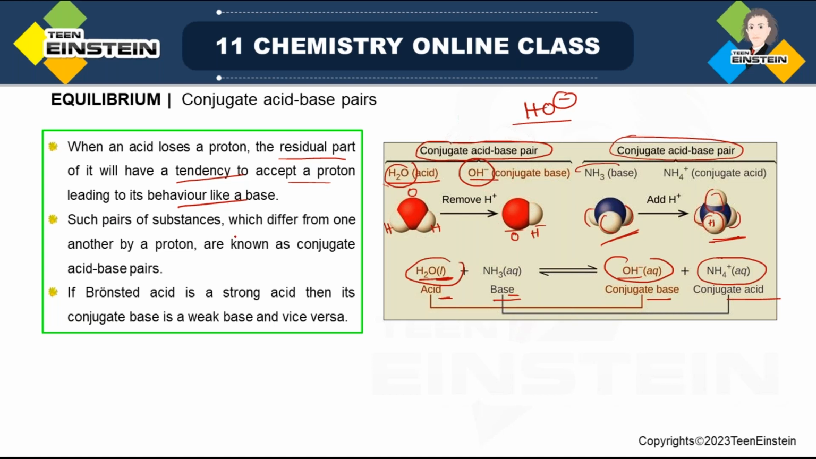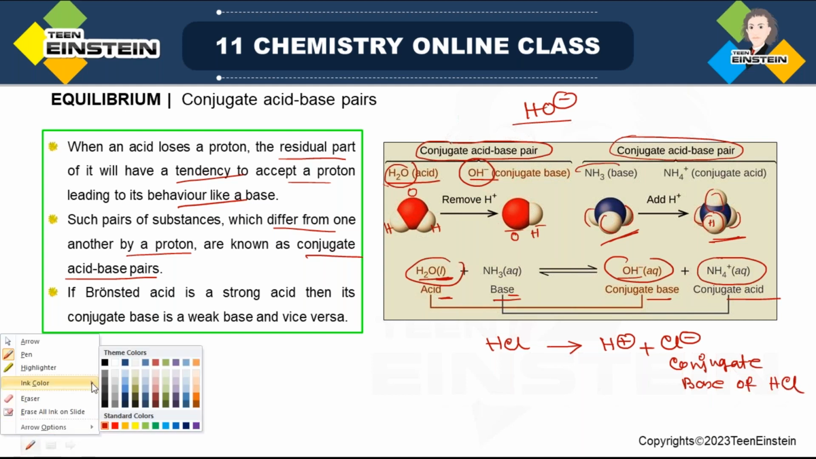And such pairs of substances which differ from one another by a proton only are called conjugate acid-base pairs. If the Bronsted acid is a strong acid, just take the example of HCl. Compared to H2O, obviously it is strong because its tendency to donate H plus is high. Now it will dissociate as H plus and Cl minus. This Cl minus is basically the conjugate base of HCl.